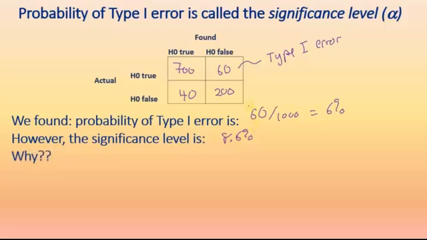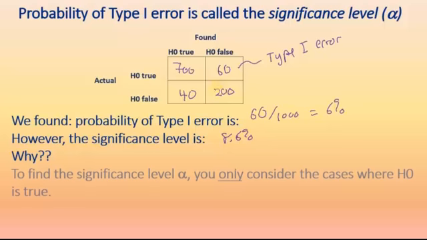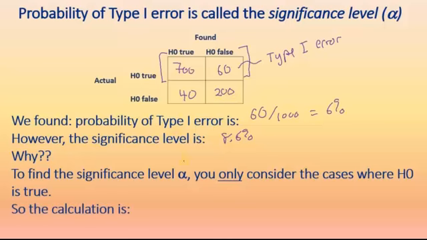Why is it different? We were very careful about our calculation. Is it because the experiment was not typical? And the answer is no. The answer is, when you compute the significance level, you only consider the cases where the null hypothesis is true. You don't consider the entire table, you only consider the first row. Okay. So the calculation is, I have to take 60, it's not out of 1,000, but it's 60 out of 60 plus 700, or 760. And that's what gives me 8.6%.